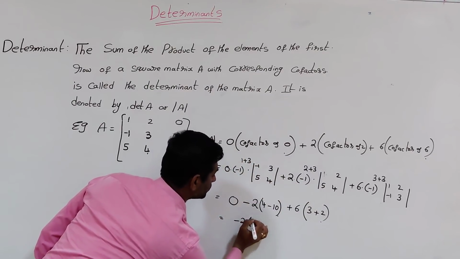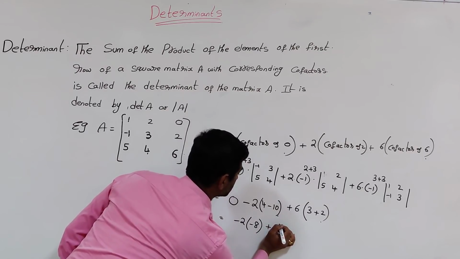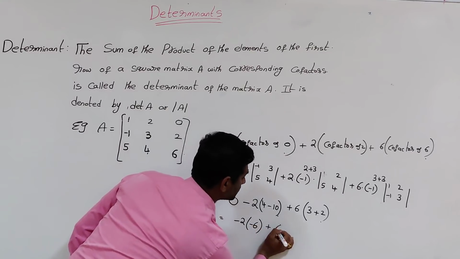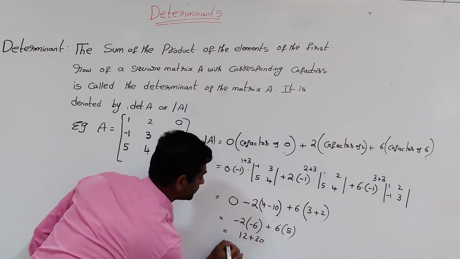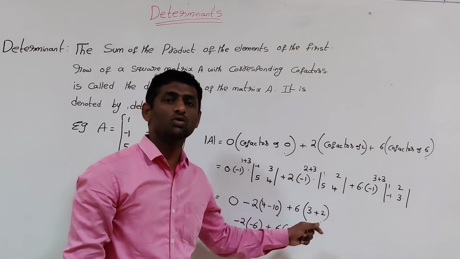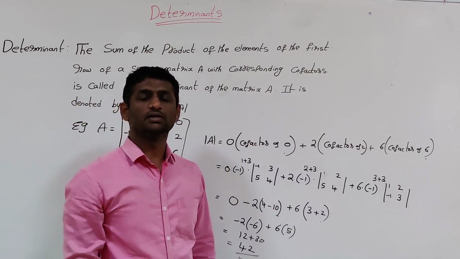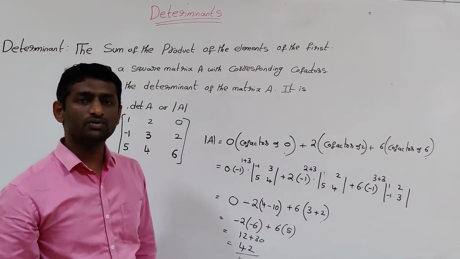Minus 2 into minus 8 plus, sorry, it's not minus 6, and 6 into 5. So 12 plus 30, which gives 42. And in the previous also, by using the row, we got 42, and now by using the column. So the determinant can be found by using any one of the rows or any one of the columns.